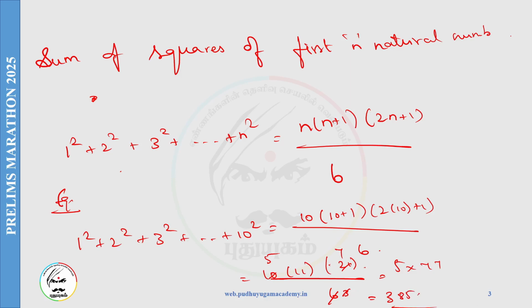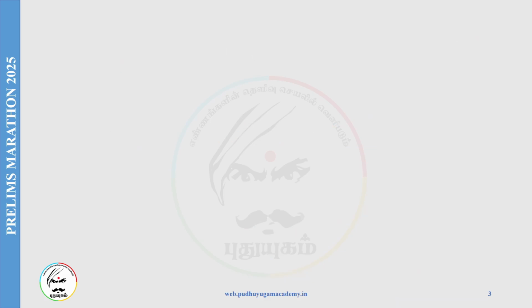So sum of squares of first n natural numbers, 1 square plus 2 square plus 3 square up to n square, is n of n plus 1 into 2n plus 1 divided by 6, right? So next is sum of cubes of first n natural numbers.